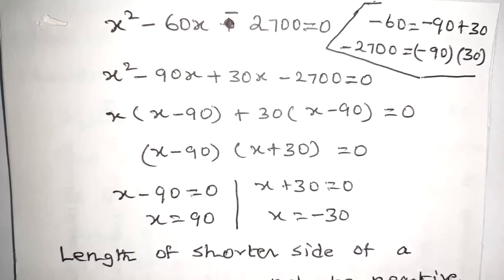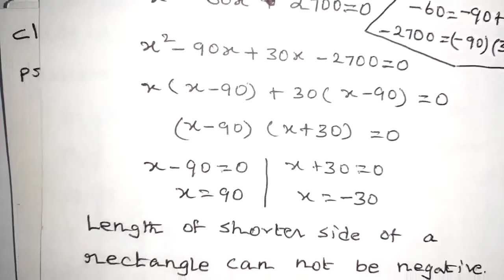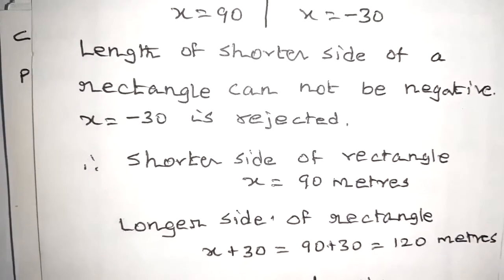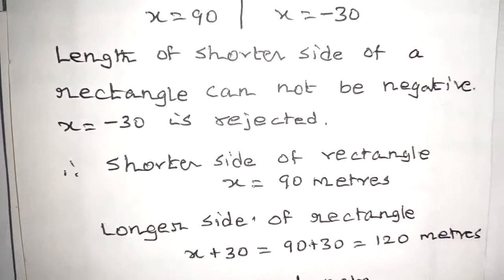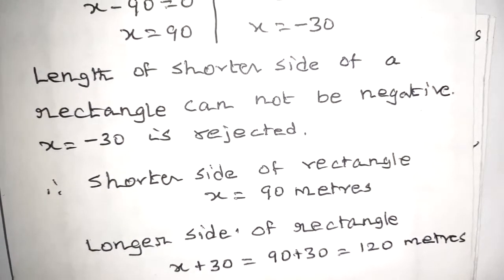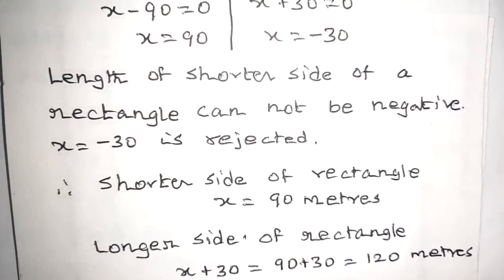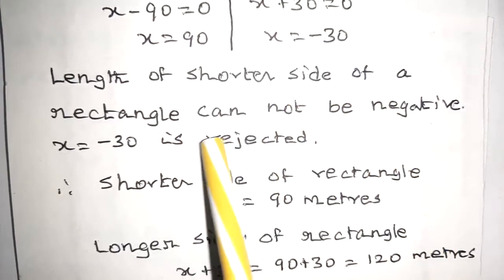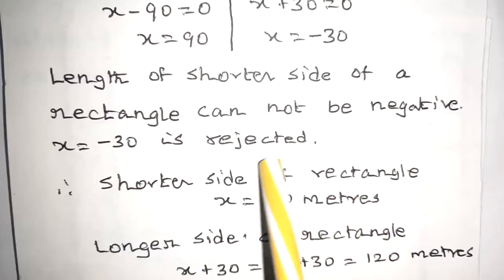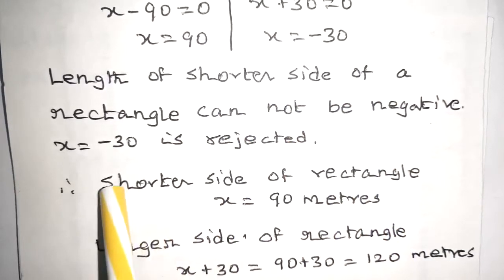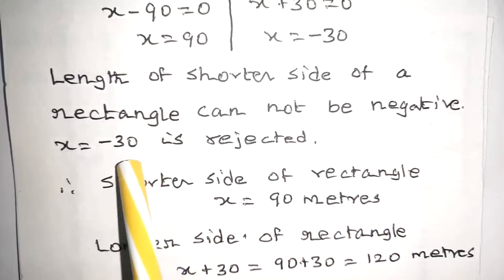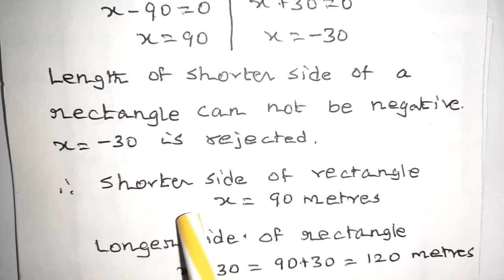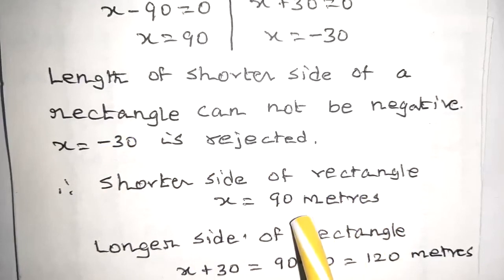But then what is x? X is the length of shorter side of a rectangle. It cannot be negative. Length cannot be negative. It should always be positive. So, x equal to minus 30 is rejected. Shorter side of the rectangle is 90.